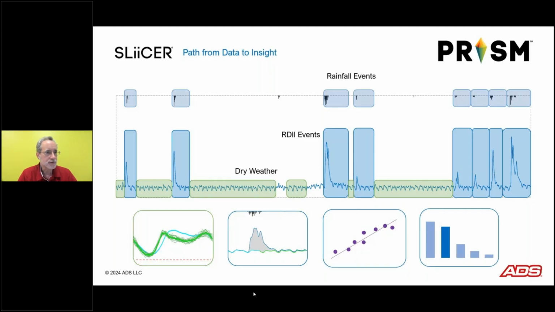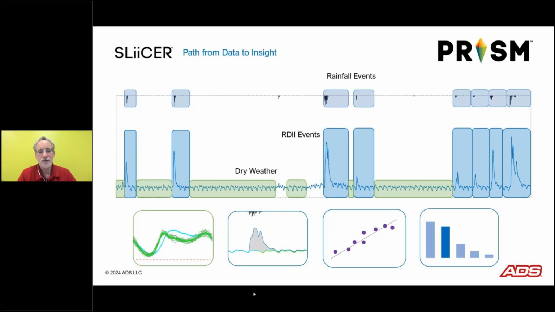There's a response in the system every time it rains, and that response is dependent upon the type and the amount of rain that we receive. So before we can understand I&I and what's happening in wet weather, we first have to understand dry weather. We're going to focus on that piece quite a bit today.